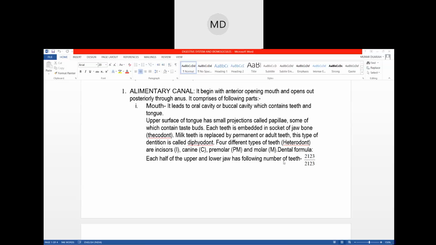One on both sides. Then premolars are the same. After the incisors and canines, there will be two premolars on the left side and two premolars on the right side. Then come the molars at the extreme end, 3 on each side, on the left side and on the right side. So on the upper jaw, it will be 4 incisors, 2 canines, 4 premolars, and 6 molars.